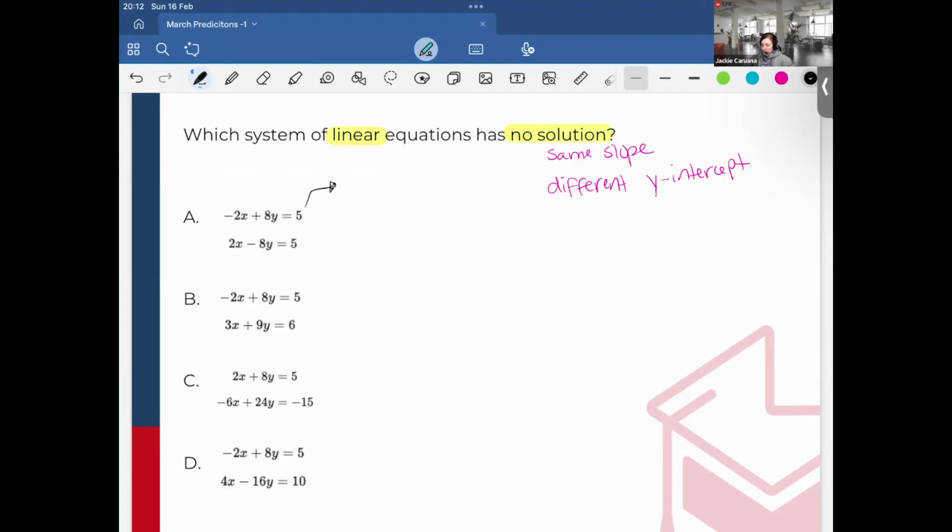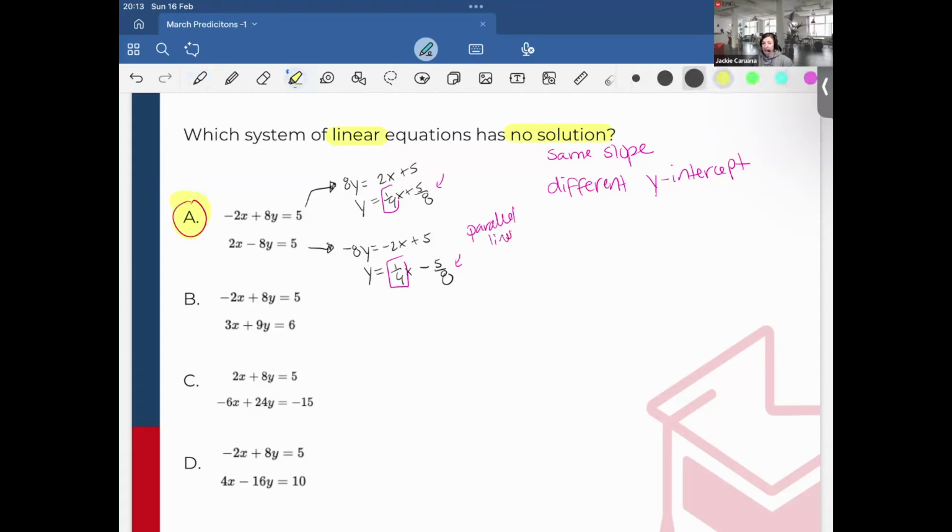So here, just to show, 8y is equal to 2x plus 5, which simplifies to y equals 1/4 x plus 5/8. And here, this would be negative 8y is equal to negative 2x plus 5, which gives me y equals positive 1/4 x minus 5/8. This works because they have the same slope and they do have a different y-intercept. Notice it's negative versus positive, so these are parallel lines, and that would be our winner. So here it works out nicely because it just happens to be A.